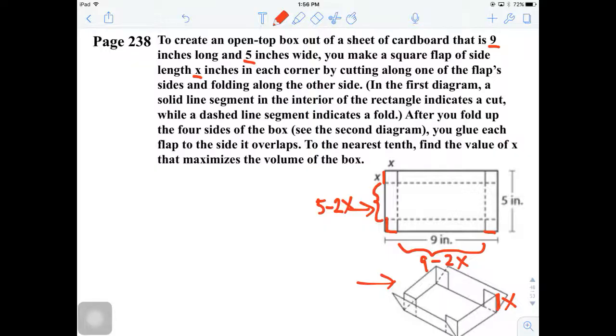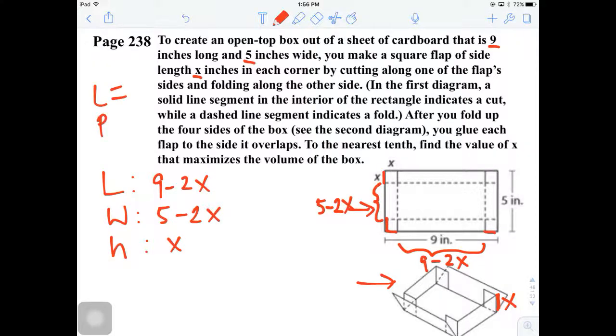So we've got the length, which is going to be 9 minus 2x, and everyone understands why. The width is going to be 5 minus 2x. And the height did not change, it's still x. Since we are dealing with dimensions, the lengths should all be positive. You've never heard of anyone that says I am negative 5 feet tall. So any length segment should always be positive.